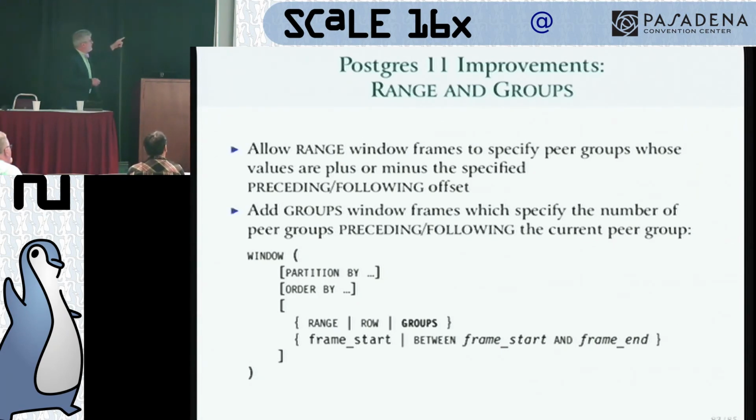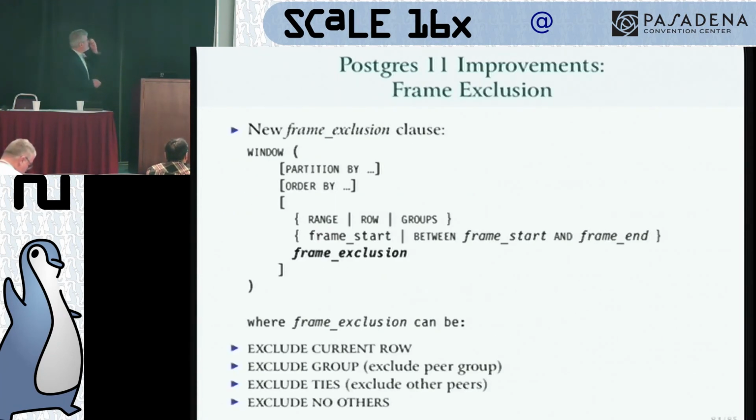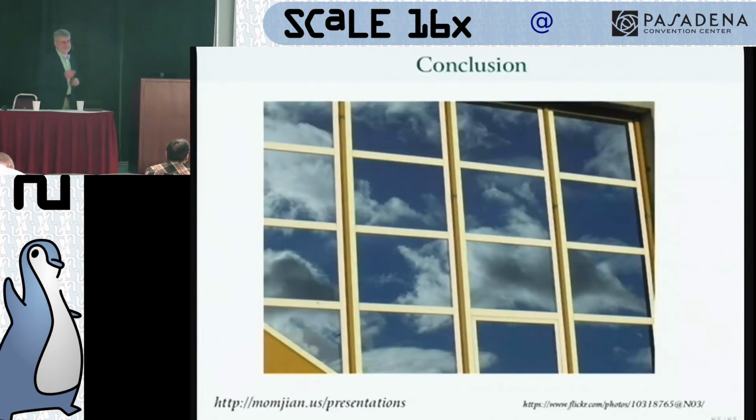Postgres 11, that'll work. Also, we now have a groups clause, which didn't exist before, in addition to range and rows, and that allows me to specify the number of peer groups plus or minus the current peer group. Range is plus or minus the specified offset in terms of a literal value, like a numeric value, plus or minus 10. Groups is how many peer groups are before my current row, okay? And finally, we have a frame exclusion clause, which you can now use after your partition frame, which allows you to exclude things like the current row, exclude your current peer group, or exclude other peer groups to filter out different results, okay?